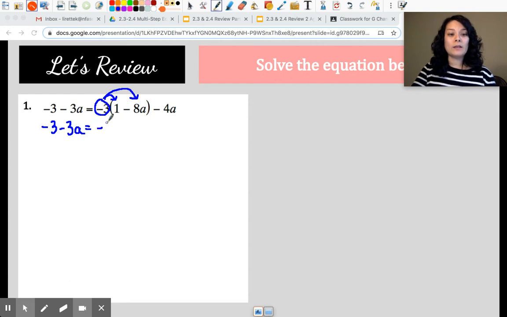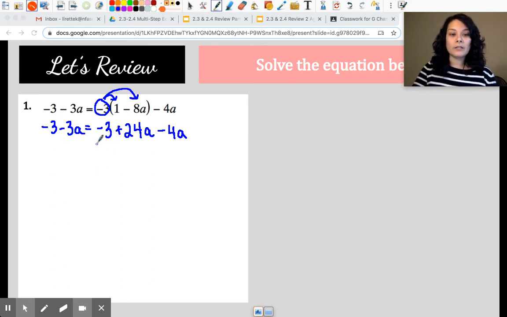I should get negative 3 for my first product, and a positive, because the 2 negatives cancel, a positive 24a for the second product. And then I just bring my minus 4a down. Notice that I don't distribute to that negative 4a because it was not in parentheses. Okay, step 2 is to combine any like terms.